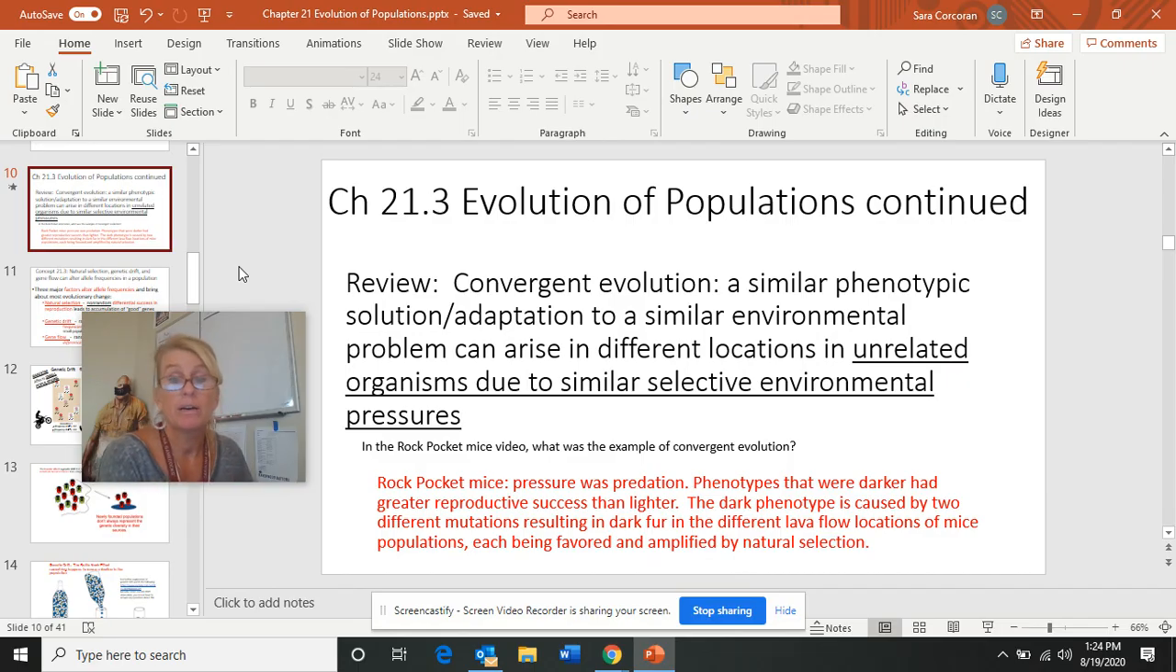And as a review from our video about the mice coloration in the Southwest deserts, convergent evolution is the term that is used to describe when two unrelated species converge on a similar trait because of the selective pressures in the environment. The trait in that video was dark coloration, and it evolved separately and independently on two different lava flows, resulting in convergent evolution.